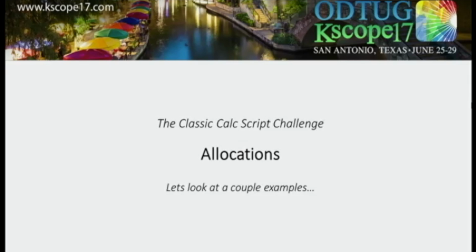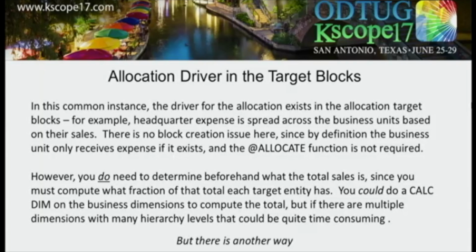We're not going to go huge on this, but allocation driver and target blocks. There's two, I think, this is George Cooper's theory here, two kinds of allocations. One where the driver is in the block where you're sending the amounts, like sales. You want to allocate stuff to products and you're doing it by the sales in the product, right? Well, this is a simple situation, because you know the blocks exist. Again, there's no block creation issue because if there wasn't a block, there wouldn't be any sales and therefore it wouldn't get any money, right? So this is the type of allocation one.